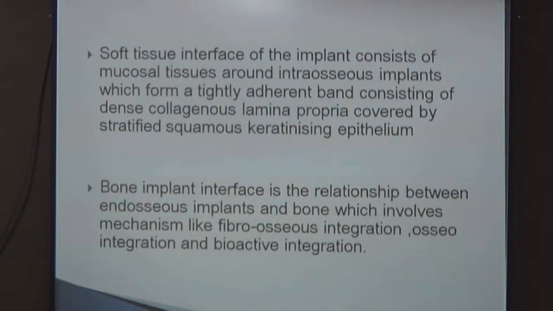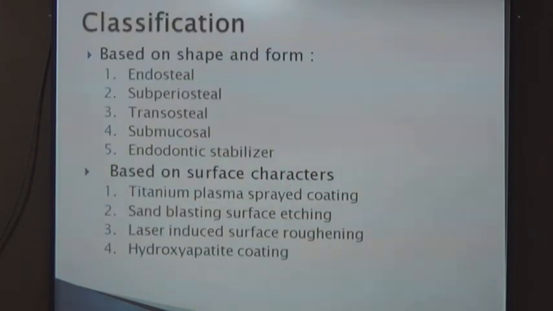The soft tissue interface of the implant consists of mucosal tissues around the intraosseous implants. So what type of healing takes place? Fibroosseous integration. These are the different types of implants: endosteal, subperiosteal, transosteal, submucosal, endodontic. And based on the surface, titanium plasma sprayed is supposed to be the better one.